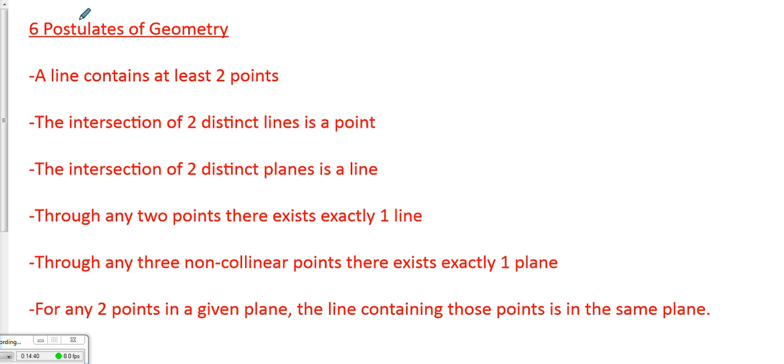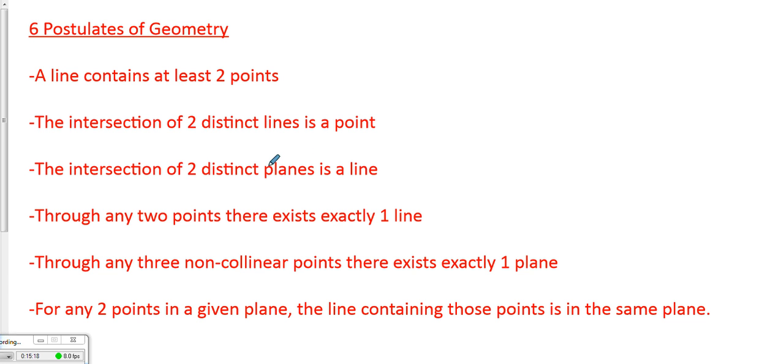The 6 postulates of geometry that we'll talk about just say a line contains at least 2 points. Again, we just kind of assume that to be true. There are always 2 points that we use to define a line. So line AB or line CE, something like that. So those 2 points are definitely in the line, so a line must contain at least 2 points. The intersection of 2 distinct lines is a point. If I have one line here and one line here, that place where they cross, we would consider this a point. Shouldn't be too crazy.